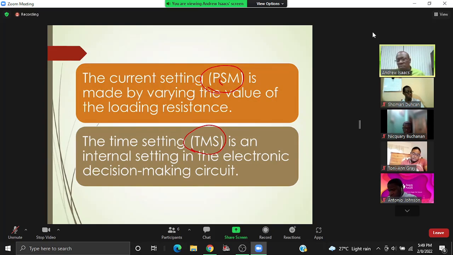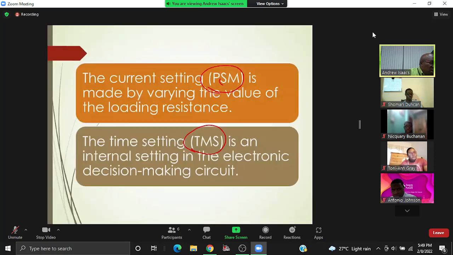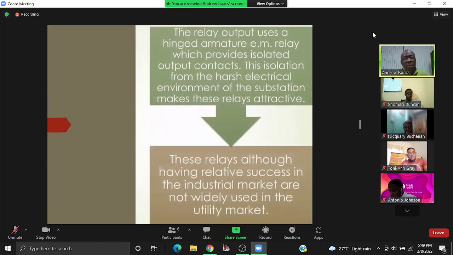So we have now spoken about the electromechanical, and yes, we have done that several times. And now we're talking about the analog. The last thing I want to mention about the analog, and I spoke to it just now, is the contacts external to the relay, which energize your trip circuit for your breaker. So it uses that hinged armature, which provides isolated output contacts.